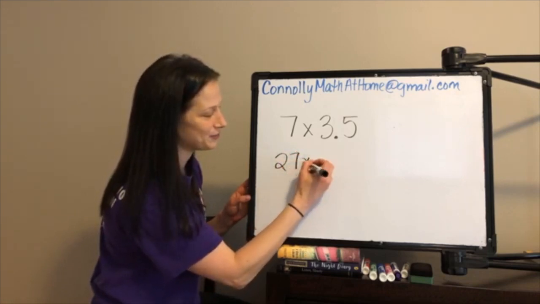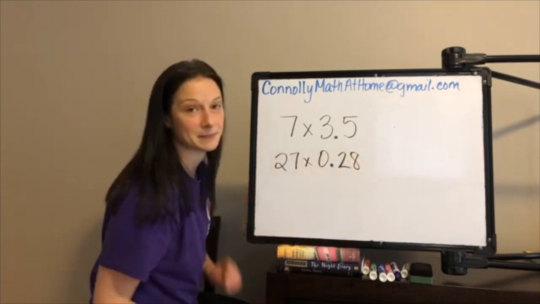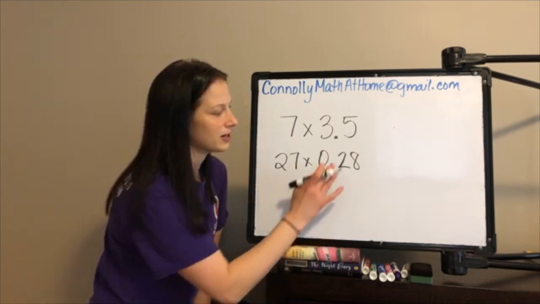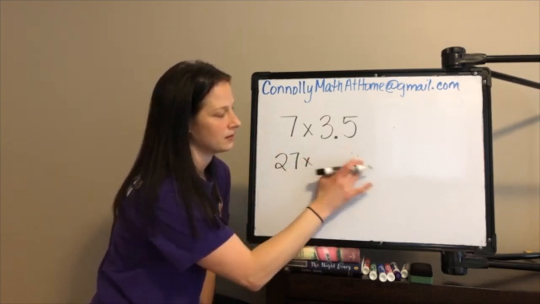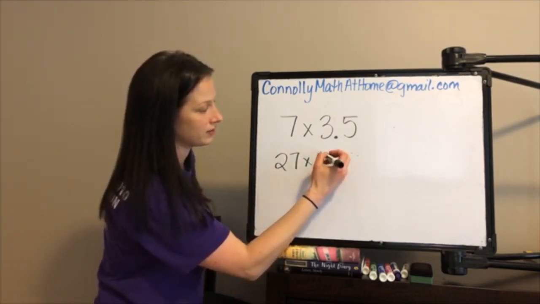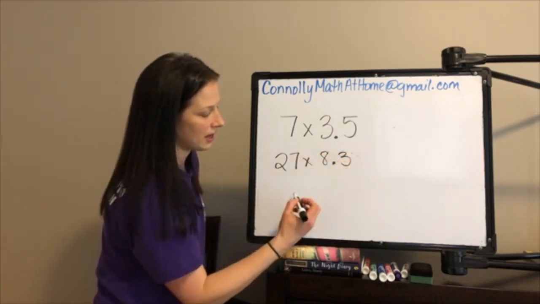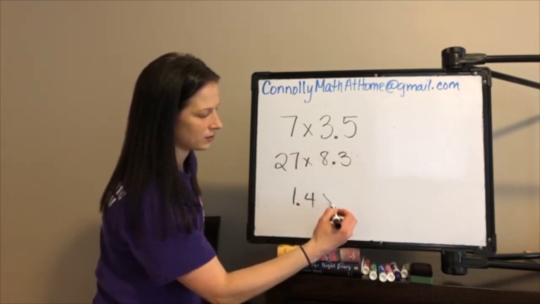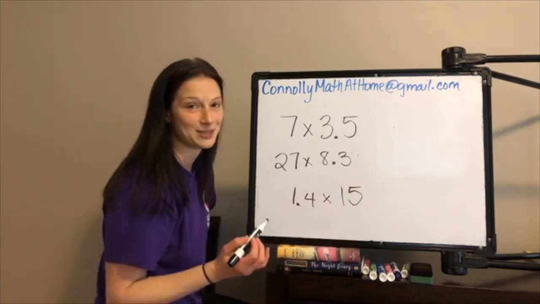And just in case that you're not into that, I will have you think about doing 27 groups of 2800s. A little bit of estimating, please. Oh, sorry, not 2800s. Scratch that. I want you to do 27 groups of 8 and 3/10. And then I want you to do 1 and 4/10 groups of 15. And see what happens there.